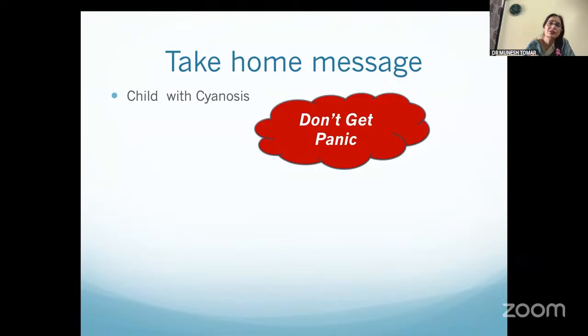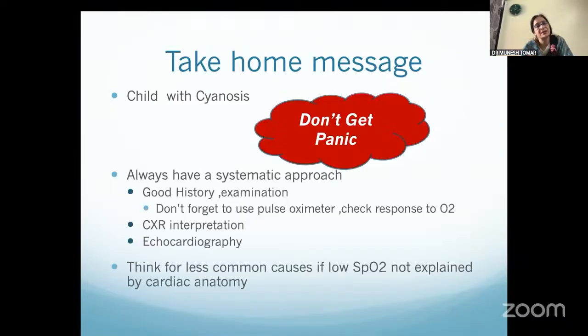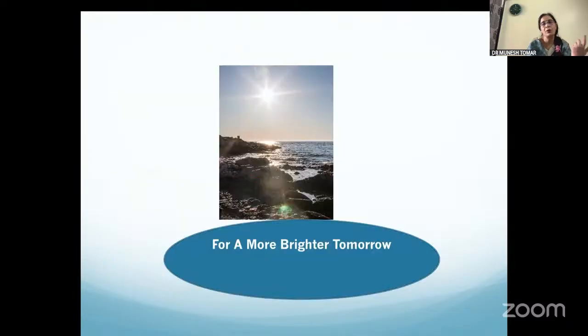So child with cyanosis, don't panic. Always have a systematic approach: good history and examination, chest X-ray interpretation, early use of echocardiography, and think of the less common causes if saturation is still not explained by the echocardiography. If I do an echo and label a normal heart without doing a contrast echo or checking the VBG, they will lose these babies. Me as a pediatric cardiologist, I have to answer why the saturation is low, whether it is intracardiac or extracardiac.